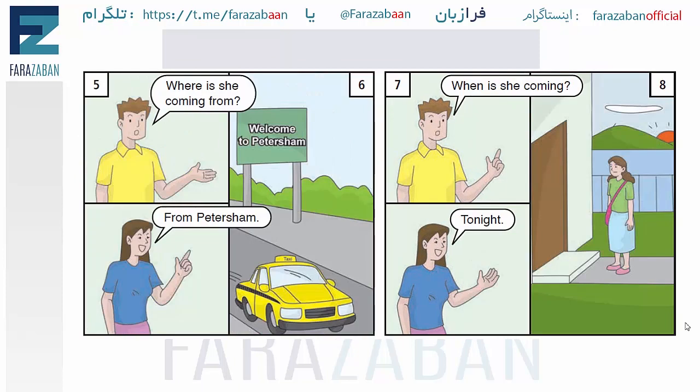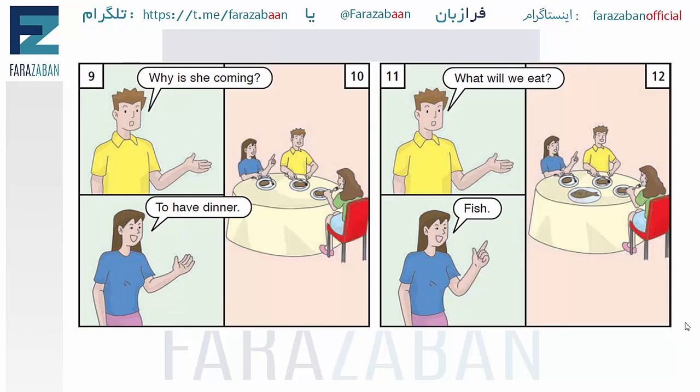Where is she coming from? از کجا داره میاد؟ From Petersham. داره از پیترزهم میاد. When is she coming? Tonight. کی داره میاد؟ امشب. Why is she coming? چرا داره میاد؟ To have dinner. شام بخوریم. What will we eat? چه چیزی خواهیم خورد؟ Fish. ماهی.